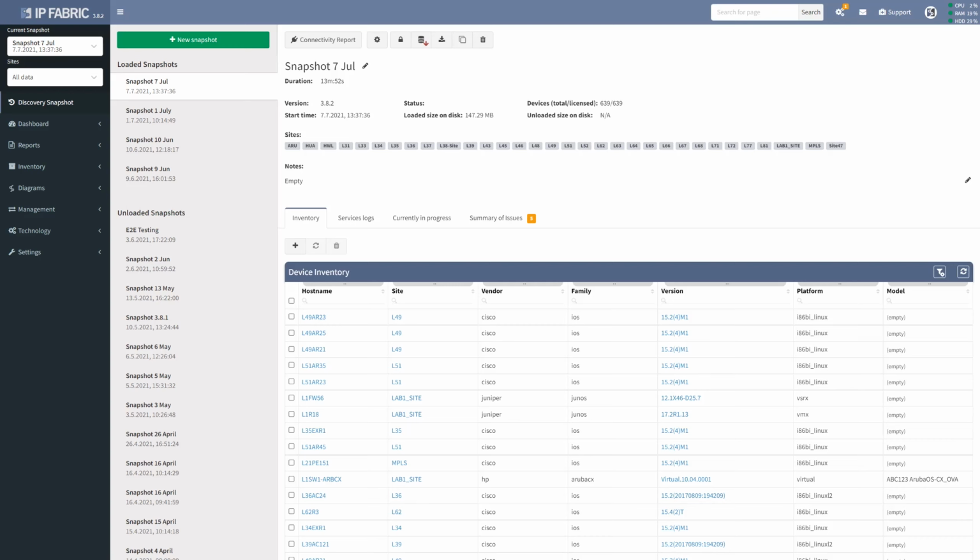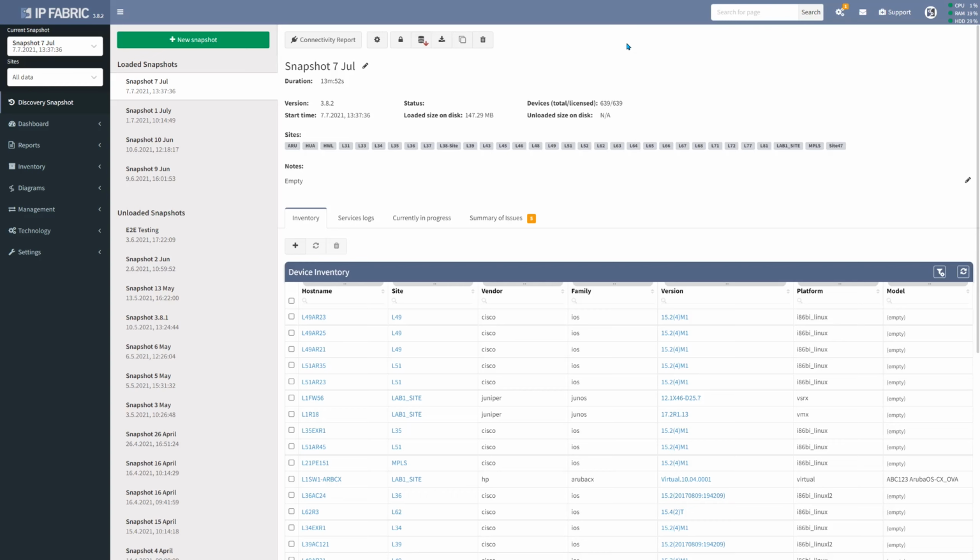Today, we will have a look at how to find undiscovered devices, and again, why these questions arise so many times. So let's have a look. Here we have the snapshot, which is containing about 639 network devices. And the question is simple: are there more devices that can be potentially discovered and how can we spot them with IP Fabric?